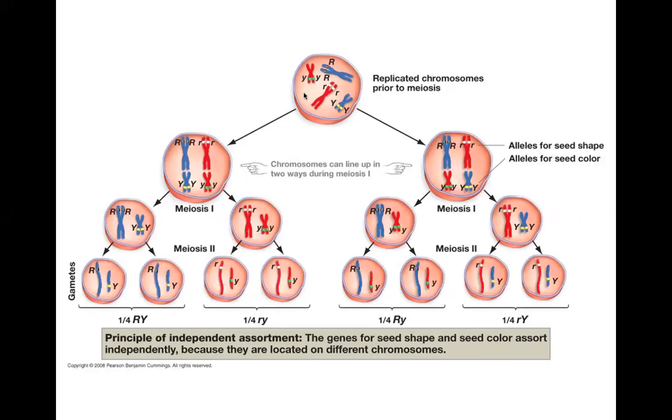What you're looking at is a body cell right here that has been replicated prior to meiosis. During the process of meiosis, the pairs of homologous chromosomes would then line up. Now, again, we have 2 different colors that are used to designate one set from the mother and one set from the father. The same is true on this side.